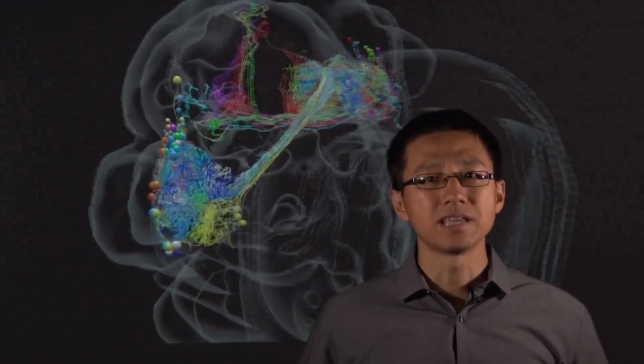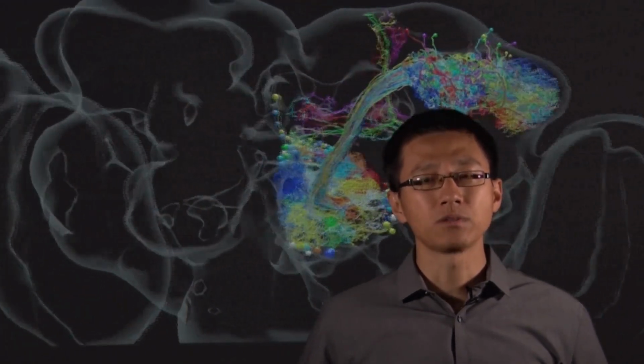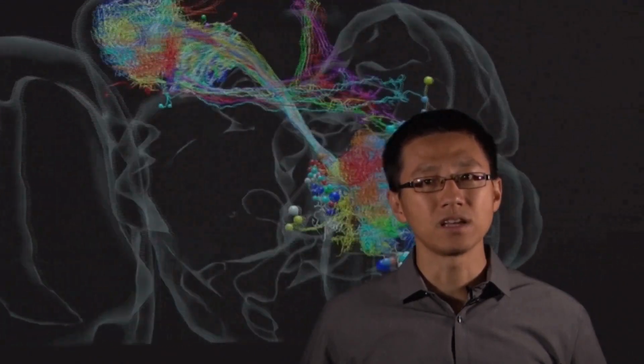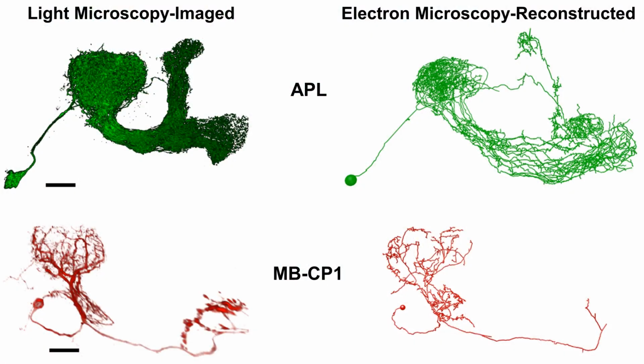This complete survey resulted in not only the expected set of olfactory projection neurons, but also new and unexpected circuit elements and connections. For a variety of cell types, our electron microscopy traced neurons recapitulate the morphology and projection patterns of known neurons imaged at the light level.